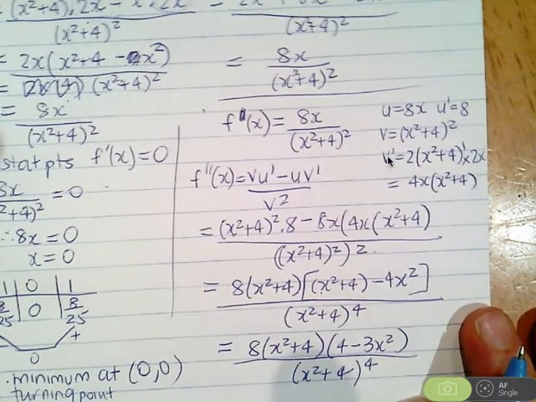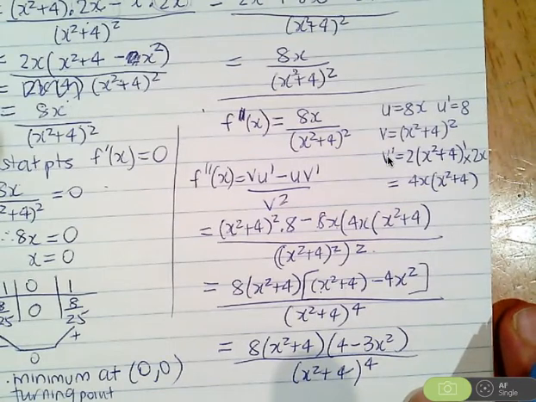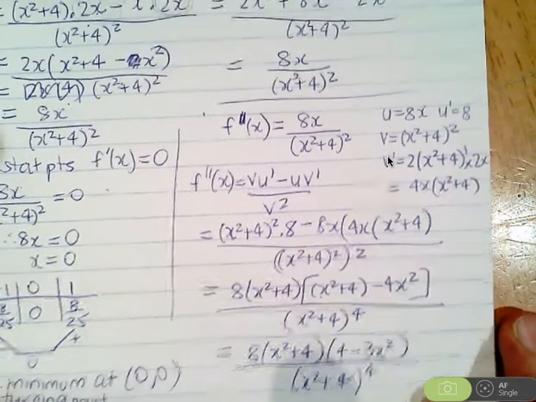Now remember, for inflections, the second derivative is equal to 0. Sorry, this is getting quite long, okay? So I'm going to just go for another page.